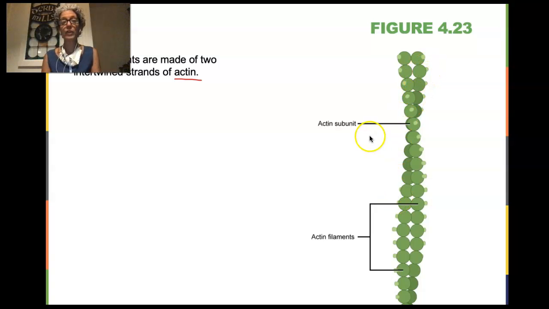This is a microfilament. It is made of the protein actin. And so this is all actin, and it's two strands of actin that wind around each other. And that's why it's called a microfilament. It is the smallest filament of our cytoskeleton.